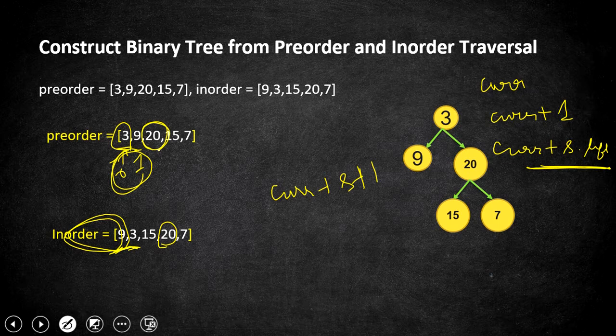Hope you're getting this. Hope you're understanding the solution as well. So this is going to work in big O of n time, as we are calling the recursive function for the number of nodes present in the binary tree. So let's go to the code now.